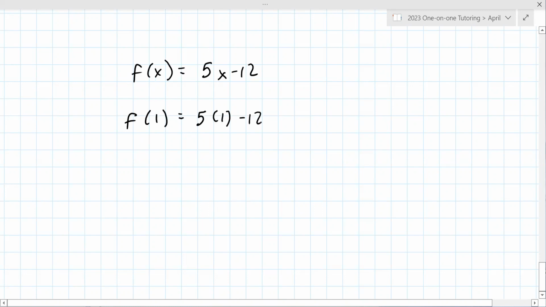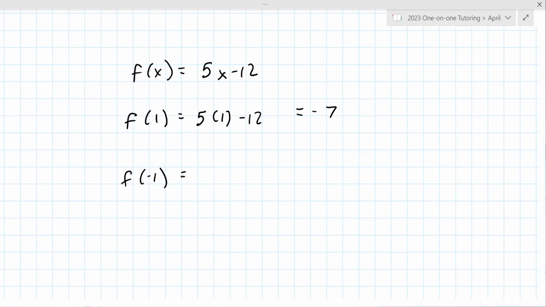So let's try it again here. Let's say f of x equals 5x minus 12. Can you tell me f of 1, which means to put 1 in for x? 5 times 1 minus 12. Oh, okay. -7. Good. Okay. Let's have you now find f of -1. -5 minus 12, and then -17. Yes.